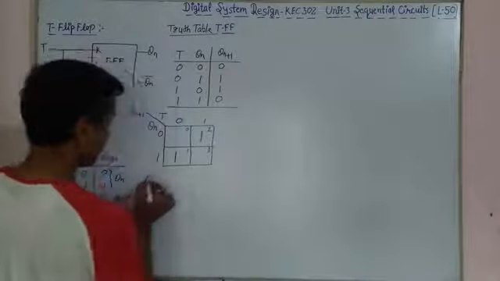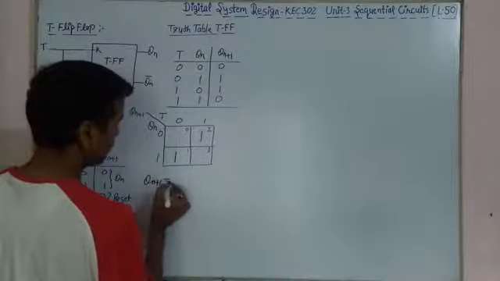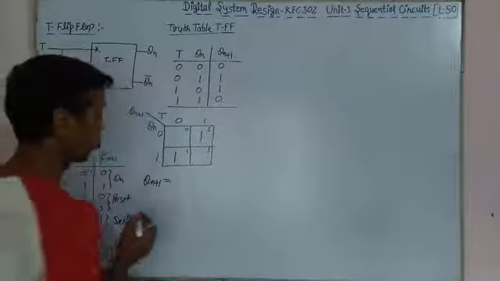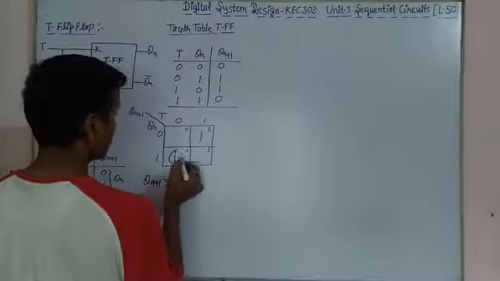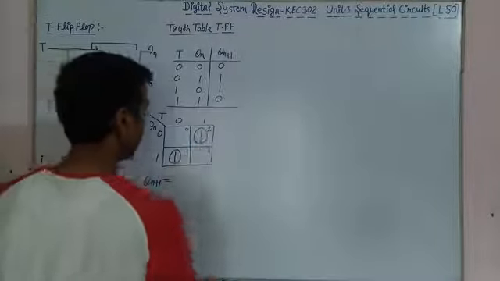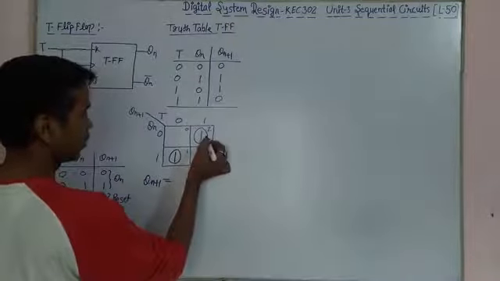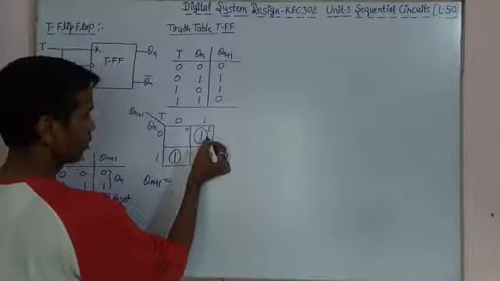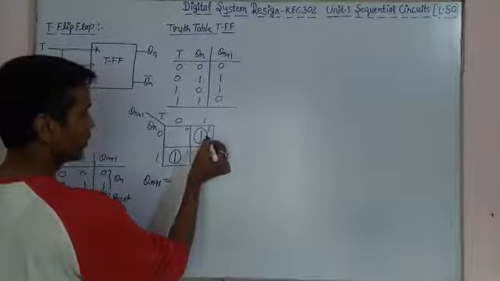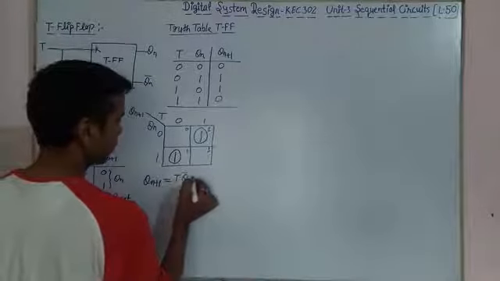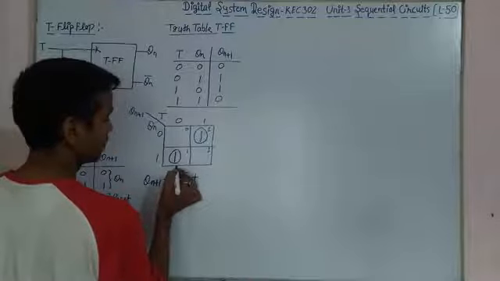Now the output function: if you try to make groups, there will be no combined group. Each will act as a single group, and the functional value for this will be T Qn bar plus what for the other one?